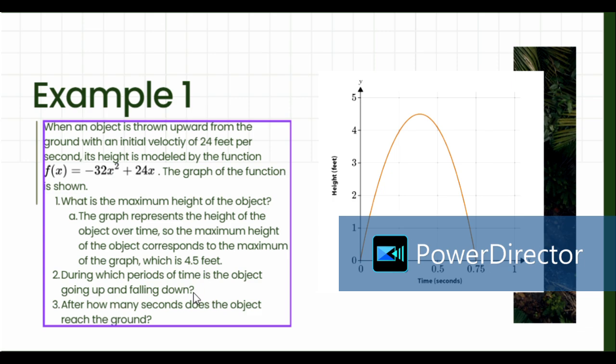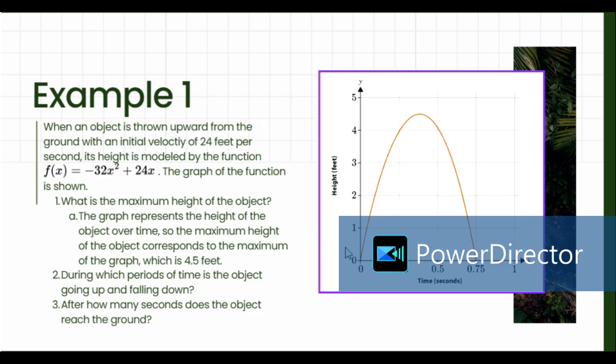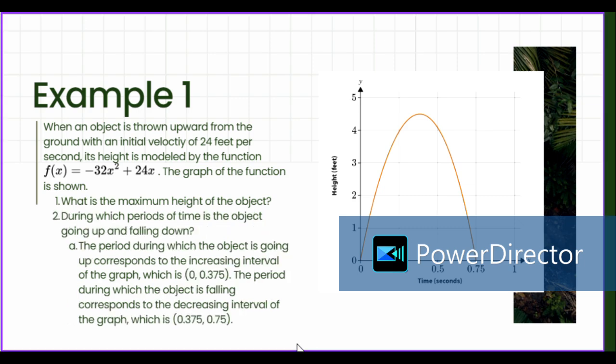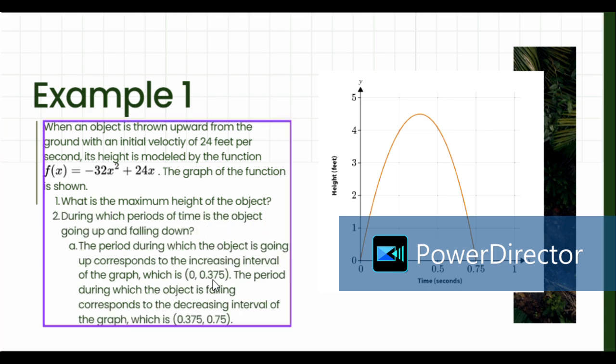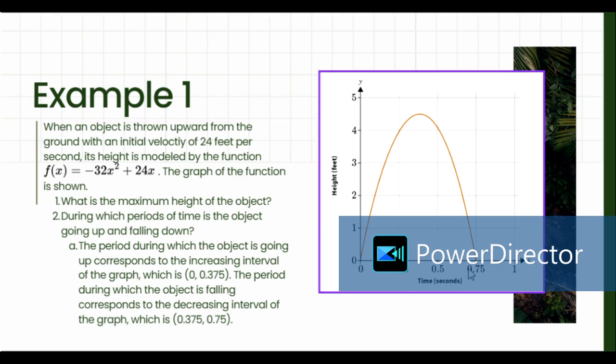During which periods of time is the object going up and falling down? You can see right here is the difference between when it goes up and falls down. So the dividing point is going to be between 0.25 and 0.5, which I would say is like 0.33 or something like that. And it means between 0 and 0.33 it's ascending, and between 0.33 and 0.75, it's descending. And they're smarter than me, so it's 0 to 0.375, and then from 0.375 to 0.75.